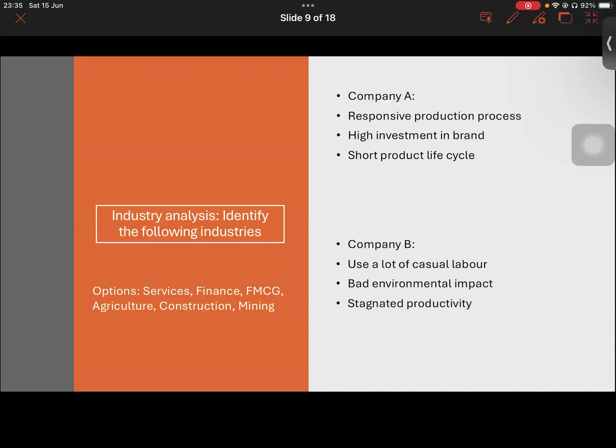Okay, your task here is to identify which industry these companies are operating in from the options here: services, finance, FMCG, agriculture, construction, and mining. So I think that I should let some time for you to start a discussion. Just type down your own idea or opinion to the chat. Okay, so let's do this.